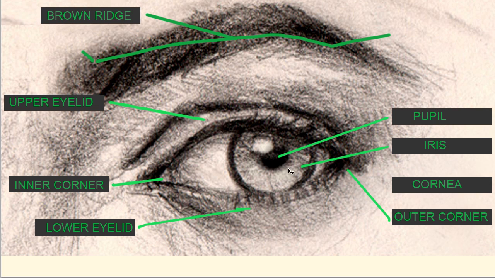And the iris, where most people are brown, and some are blue, green, gray, whatever color it is. The pupil is always black, because that's where the picture goes into your eye. The cornea, which you can't see here, but I'll show you in a little bit.